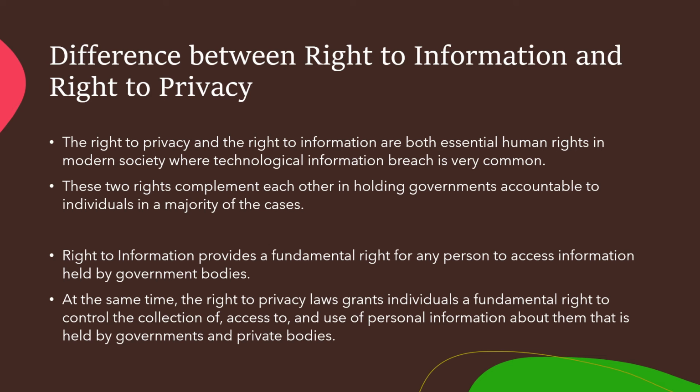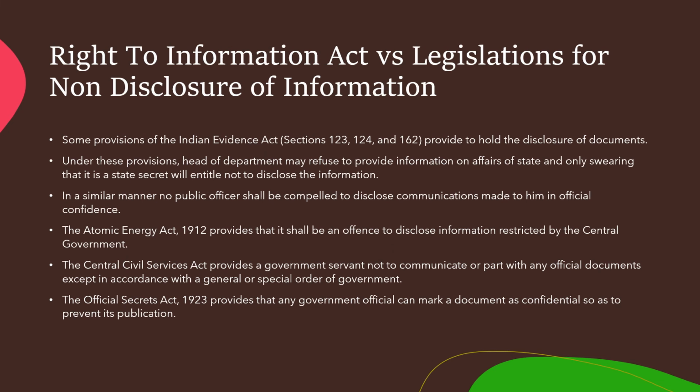The right to privacy and the right to information are both essential rights given by the government to the public. Especially in modern society, where technological information breach is very common, we have to understand the importance of these types of rights, and these two rights complement each other in holding government accountable to the individual in a majority of cases. Right to information provides a fundamental right for any person to access information held by government bodies. Right to privacy grants individuals a fundamental right to control the collection of, access to, and use of personal information about them that is held by the government and private bodies.